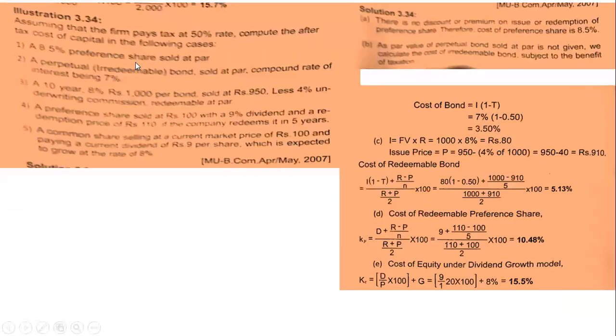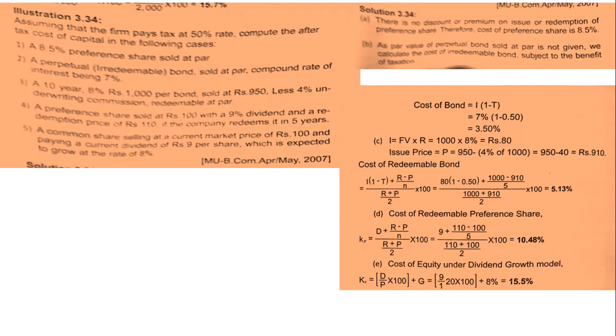Now this problem is like this. Assuming that the firm pays tax at 50% rate, compute the after-tax cost of capital in the following cases. First one, 8.5% preference shares sold at par. Second one, a perpetual irredeemable bond sold at par, the compound rate of interest being 7%. Third situation is a 10-year 8% rupees 1000 per bond sold at rupees 950 less 4% underwriting commission, redeemable at par.